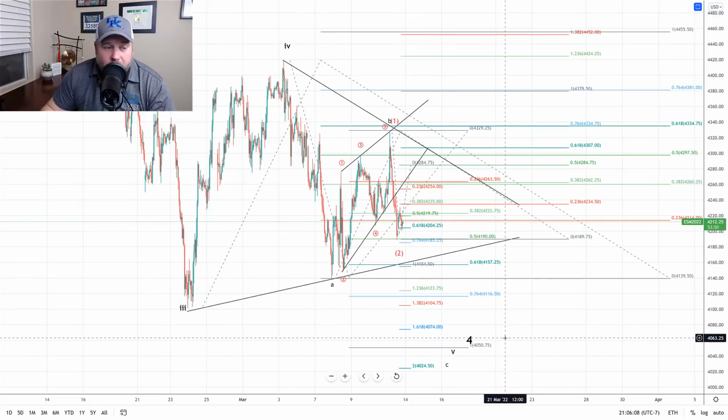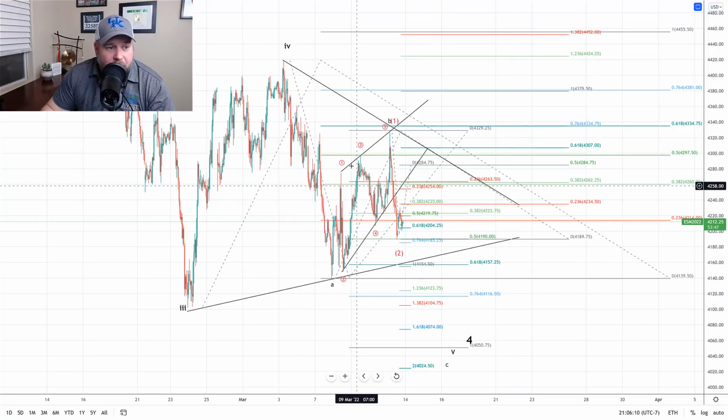For the bulls, and their count's going to be in red here, it does look like a nice leading diagonal was formed off of this low. So you had a 3-wave structure up for 1 because, again, leading diagonal.